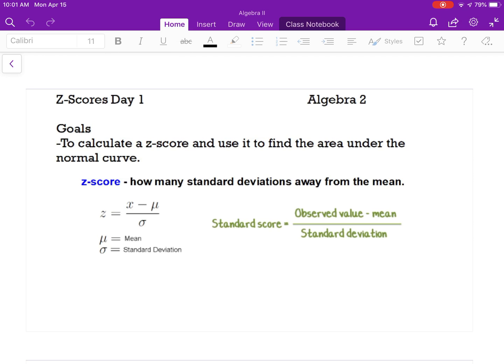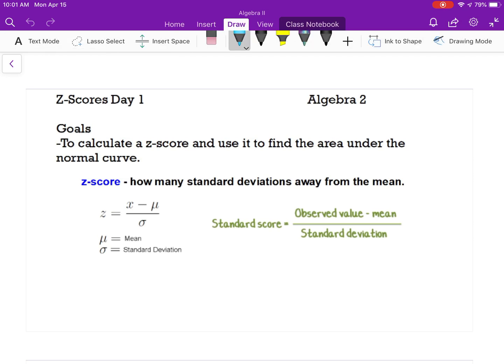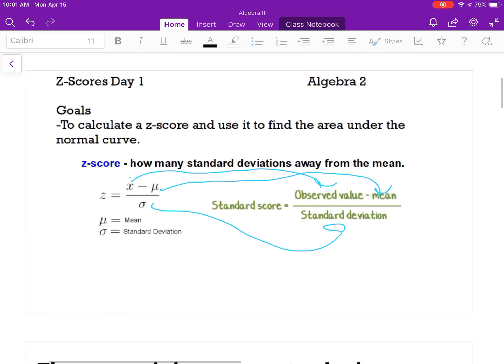So here we've got a Z-score, where X is your observed value. You have a population mean that you're given, and a standard deviation that you're given. The standard score, or Z-score, meaning the same thing, is just subtracting those two top numbers and dividing by the standard deviation.